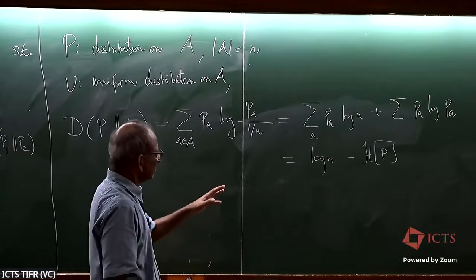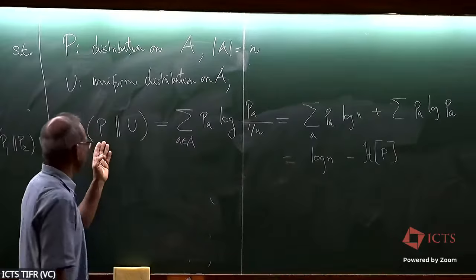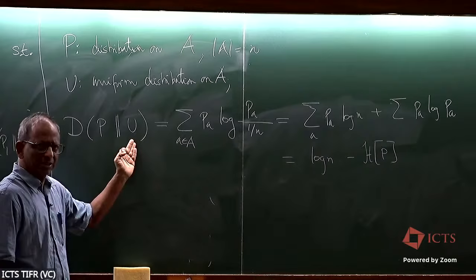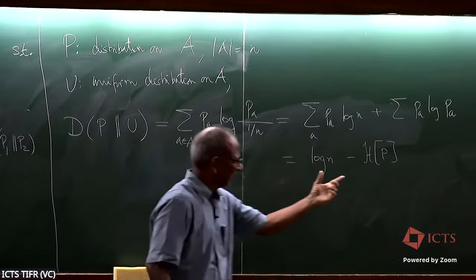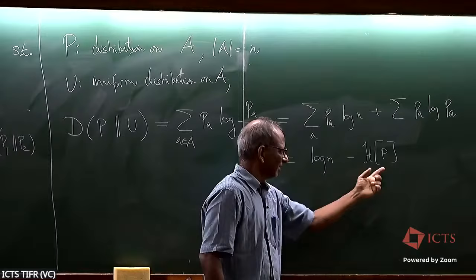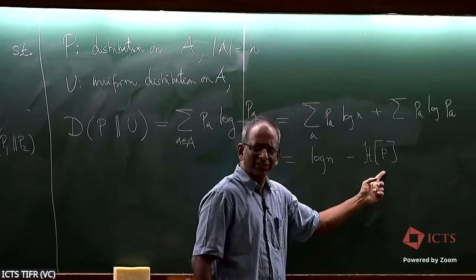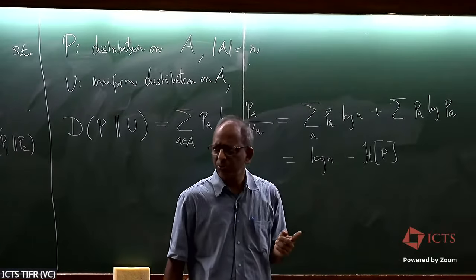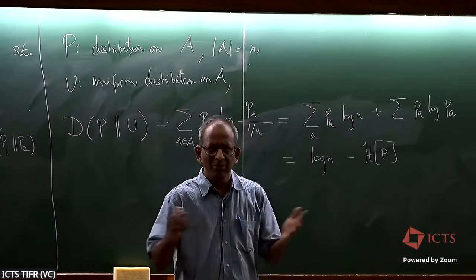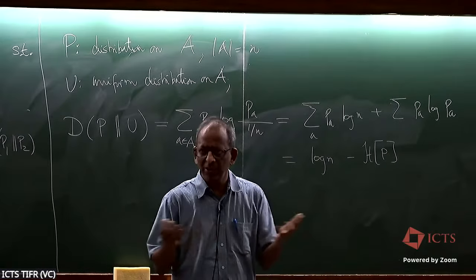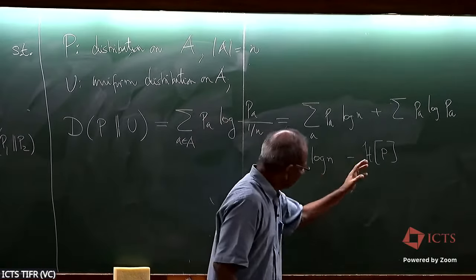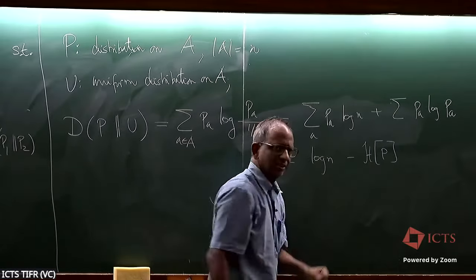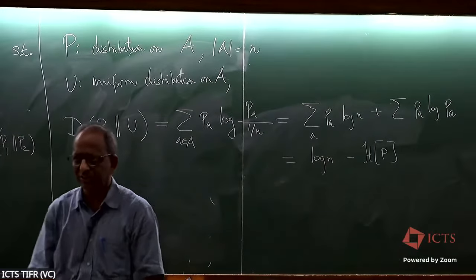So basically, if you take the relative entropy of any distribution P from the uniform distribution, it is actually the deviation of the distribution from the uniform distribution. Because if the distribution was uniform, what would its entropy be? Uniform distribution, its entropy would be log n. And somehow this relative entropy measures how much the distribution has varied.